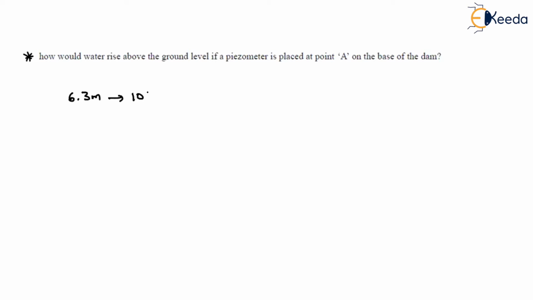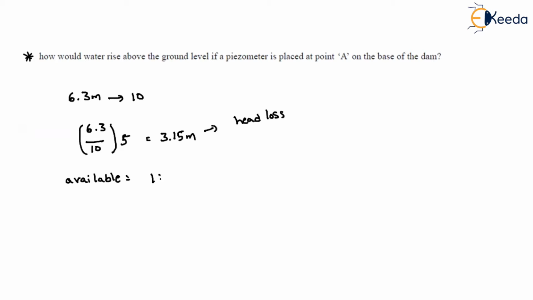That means if one drop is there, what is the head lost? That is nothing but 6.3 divided by 10. Like that, how many head drops have happened? For point A, 5 head drops have happened. That is nothing but the head loss available at that point. 3.15 meter is the head loss at that point. Then what is the head available? The head available is nothing but the total head.